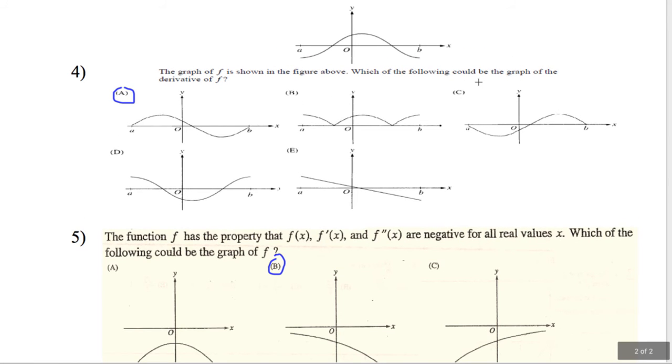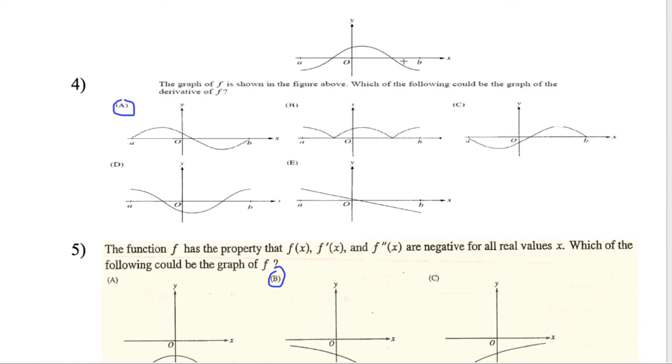All right, on to number 4. The graph of f is shown, which could be the derivative of f. So now we're going forwards. This is f. Which one of these is f prime?